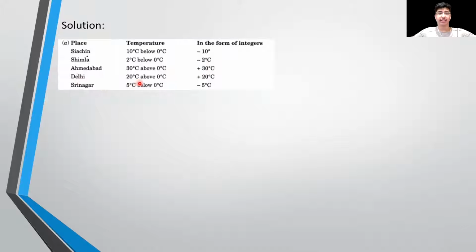Delhi, 20 degrees Celsius above 0 degrees Celsius. That also is going to be plus 20 degrees Celsius. And Srinagar, 5 degrees below 0 degrees. So that's going to be minus 5 degrees Celsius.